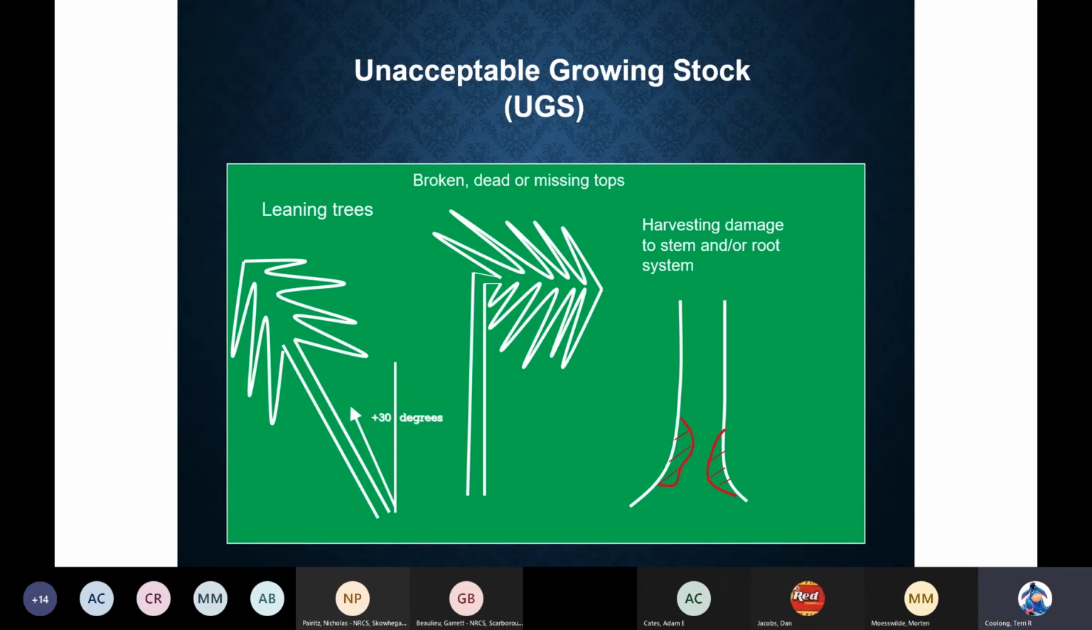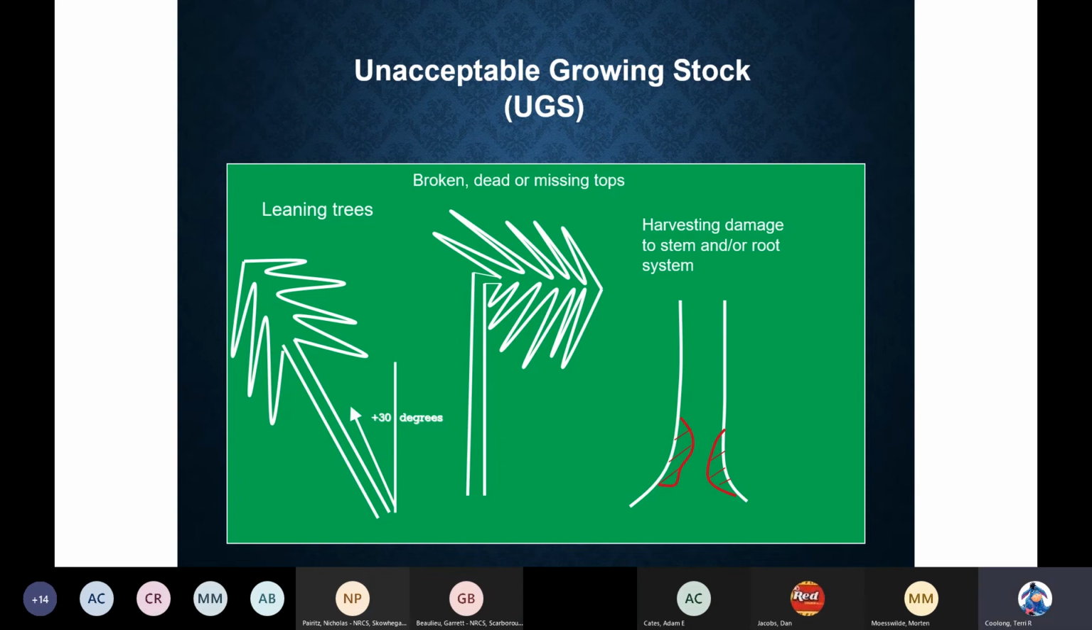Another thing that we look for in unacceptable growing stock is how much damage you did out there in the clear cut when you cut it. If the trees are leaning more than 30 degrees, we would ignore that tree. We don't count it. If trees have broken, dead, or missing tops, which sometimes happens when you're not careful swinging around your feller buncher and you're breaking off the tops of all the other trees, those trees no longer count.